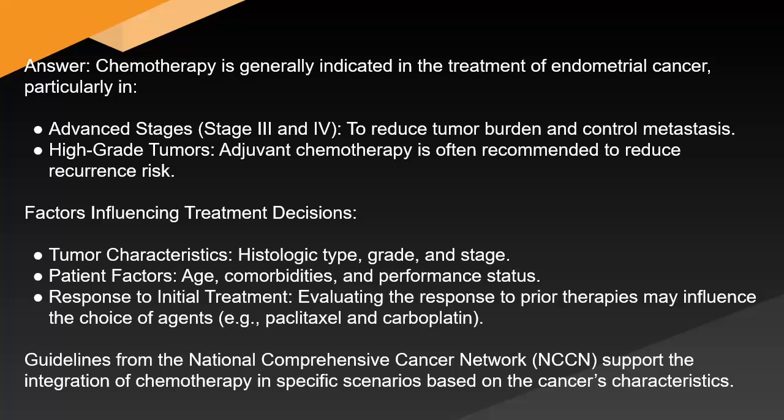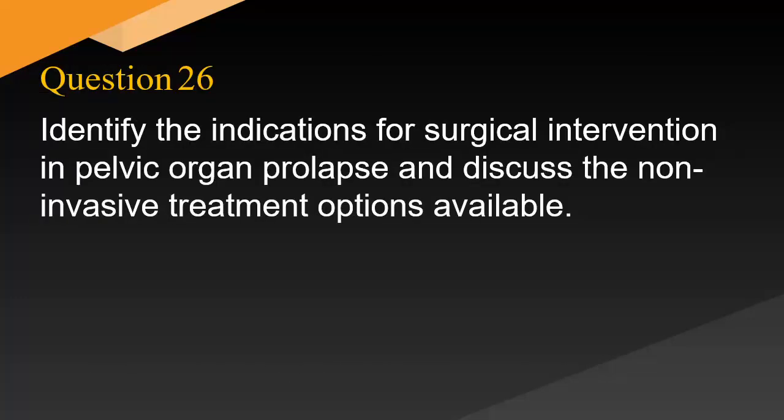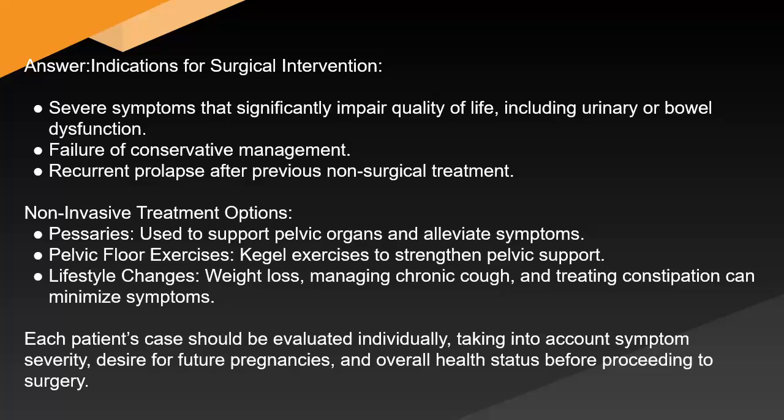on the cancer's characteristics. Identify the indications for surgical intervention in pelvic organ prolapse and discuss the non-invasive treatment options available. Answer: indications for surgical intervention. Severe symptoms that significantly impair quality of life, including urinary or bowel dysfunction, failure of conservative management, recurrent prolapse after previous non-surgical treatment. Non-invasive treatment options: pessaries used to support pelvic organs and alleviate symptoms, pelvic floor exercises, Kegel exercises to strengthen pelvic support, lifestyle changes, weight loss, managing chronic cough, and treating constipation can minimize symptoms.